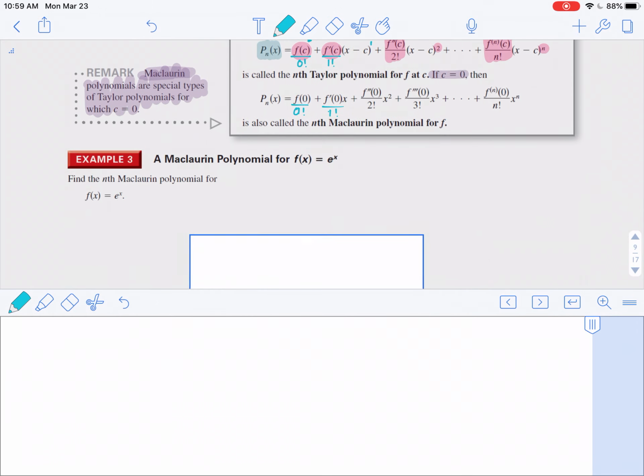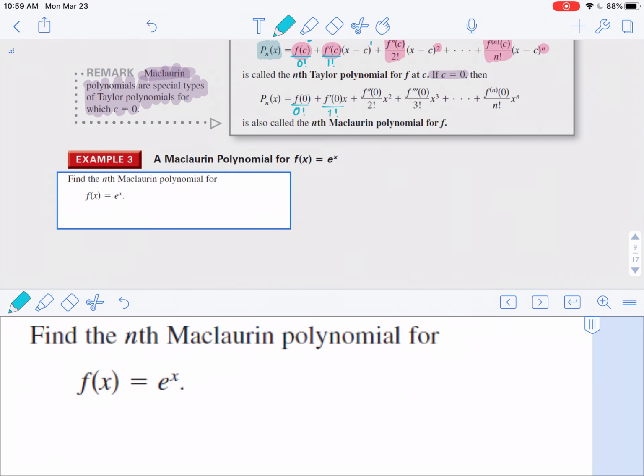So this can be a little confusing. I want to go through an example with you. Maclaurin polynomial, as soon as you read that, that tells you the center is going to be 0. So basically this approximation is going to be centered around an x value of 0.